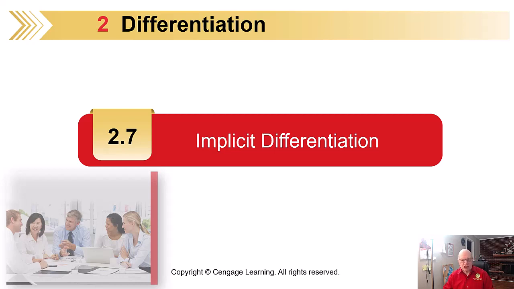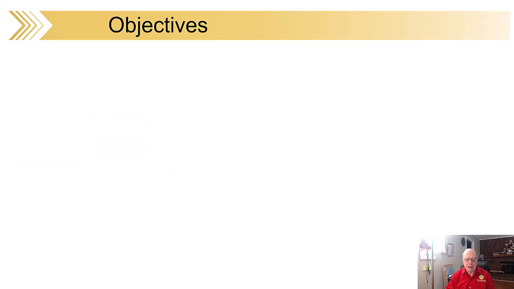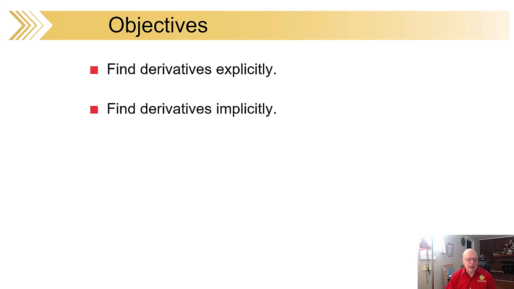So implicit differentiation, well, don't be scared. We're not starting a whole new project on you. Instead, we're just tweaking it a little bit so that you can do even more differentiation. So what do we want to do? Well, we want to find derivatives explicitly. Hey, guess what? That's exactly what we've been doing so far. Well, that objective is covered, except we're going to take a look at it. Then we're going to find derivatives implicitly. And I'll explain what that means.